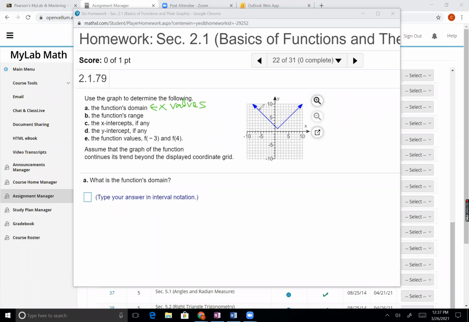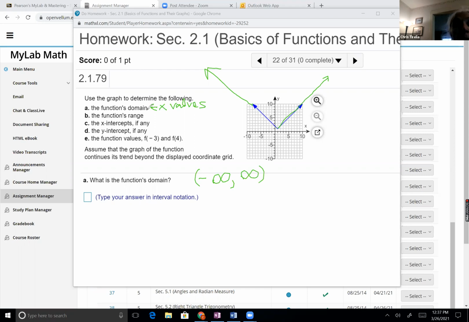Now, because there's an arrowhead there, it just keeps on going. So there is no smallest X value. It just keeps going further and further and further to the left. So it goes from negative infinity. And as I look at the other side, because of those arrowheads, it also keeps on going. So it's from negative infinity to infinity.